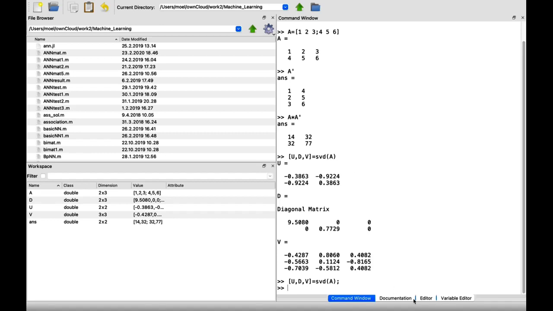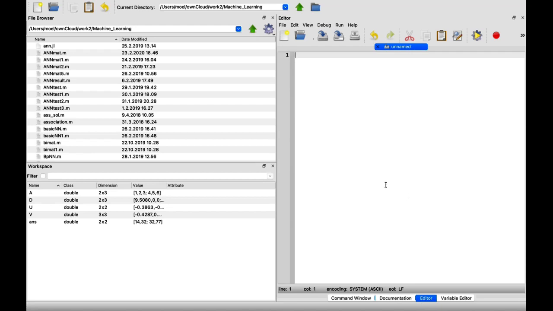Okay, now let us go to the editor, and we start with clear all, which means that I just clean Octave of all parameters, and then we can define any matrix. So let us start with A equal to 1, 2, 3, 4, 5, 6, 7, 8, sorry, 7, 8, and 9, 10, 11, 12.